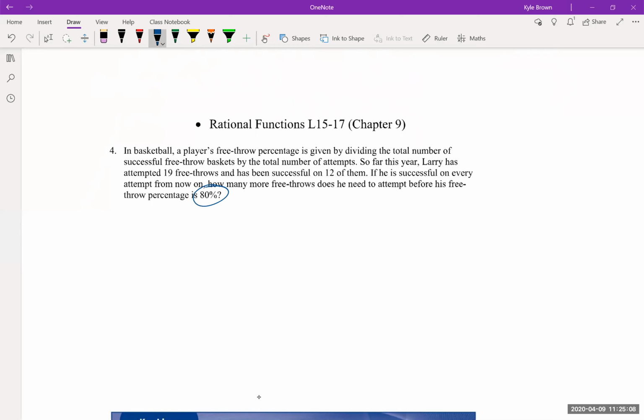All right, so to figure out your average here, like they even told us in the question, it's going to be the number of successes over the number attempted, right? So in that case, our successes without the extra throws would have just been 12 over 19, right? That would have been the free throw percentage. Would have been 12 over 19. And that would have been it.